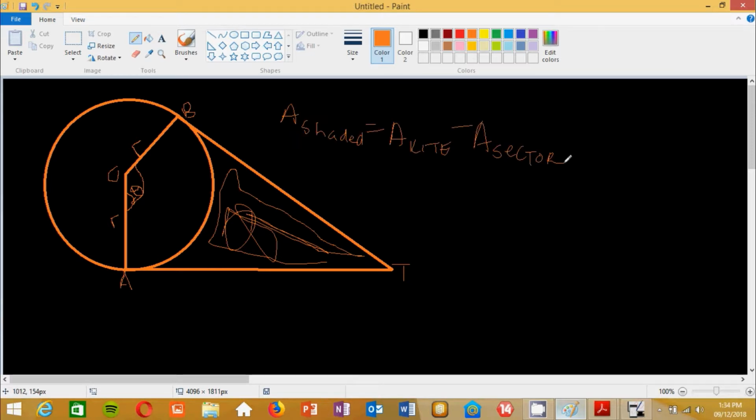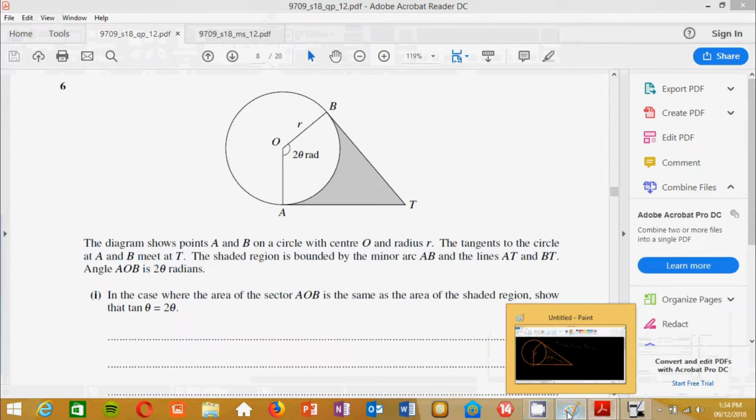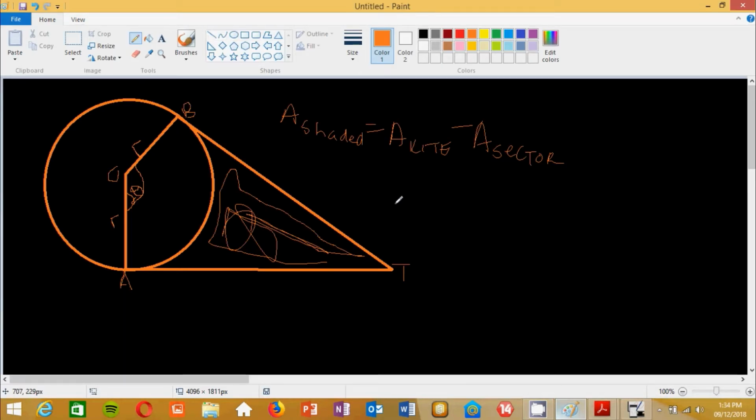So the area of the shaded region is equal to the area of the kite minus the area of the sector. But the question has told us that the area of the shaded region is equal to the area of the sector. If that is so, we're going to interpret that here and say that therefore the area of the kite minus the area of the sector is equal to the area of the sector.